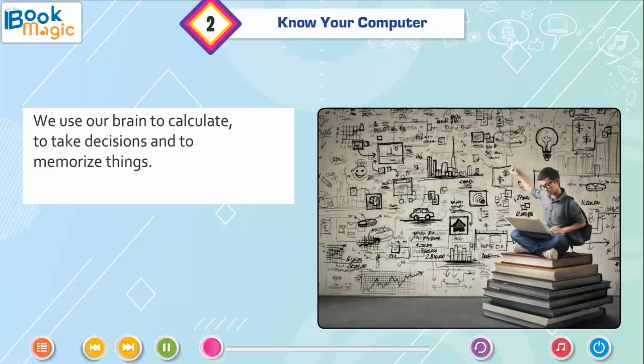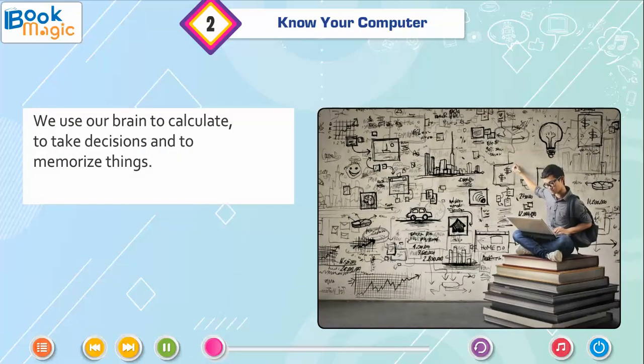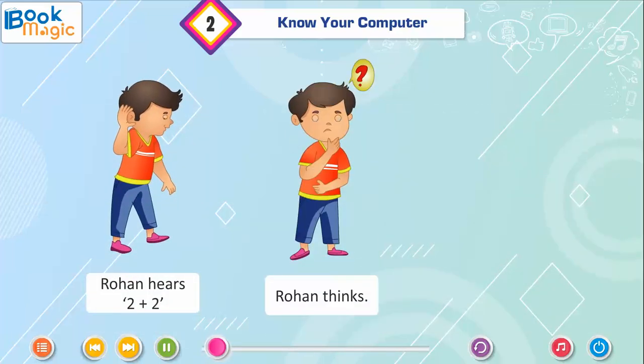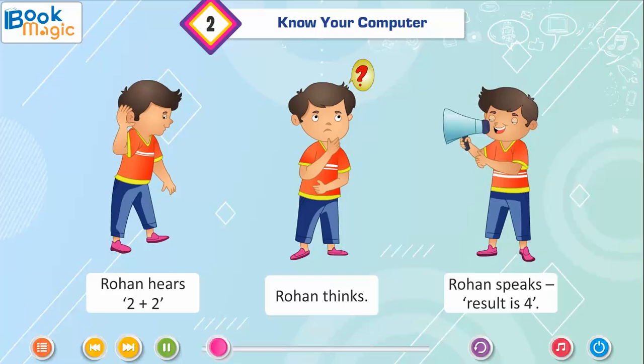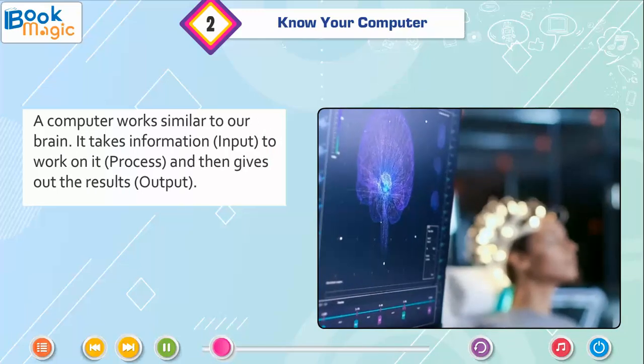We use our brain to calculate, to take decisions, and to memorize things. Rohan hears 2 plus 2. Rohan thinks. Rohan speaks. Result is 4. A computer works similar to our brain.